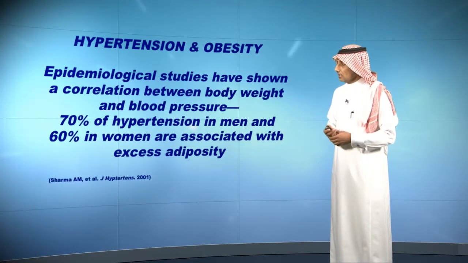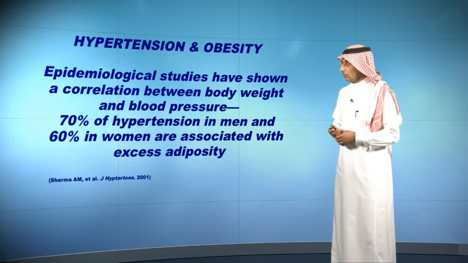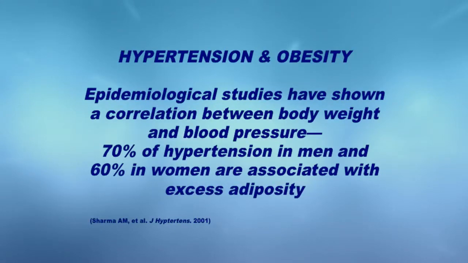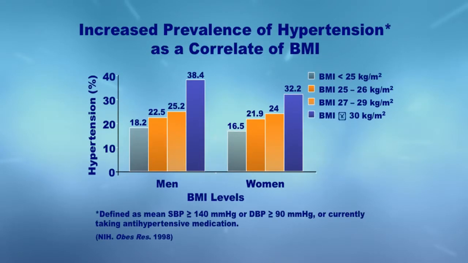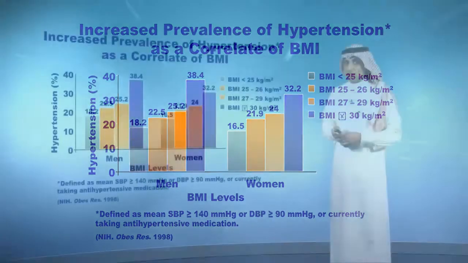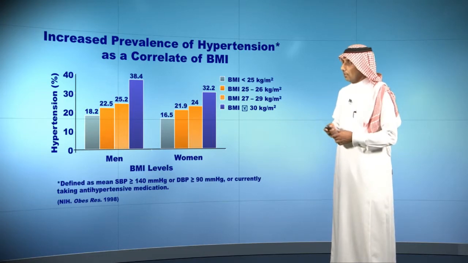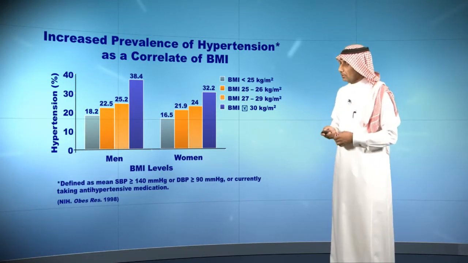So epidemiology studies have shown a correlation between body weight and blood pressure. Around 70% of hypertension in men and around 60% in women are associated with obesity. Here we see a correlation between hypertension and body mass index. We see that any patient who has a high body mass index will have a high percentage of hypertension.